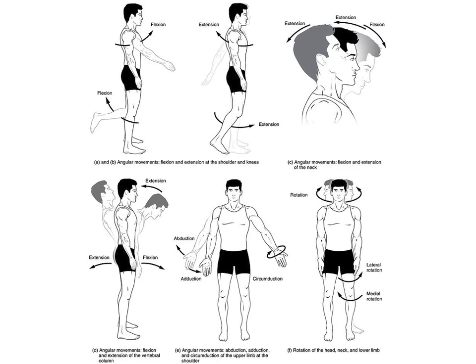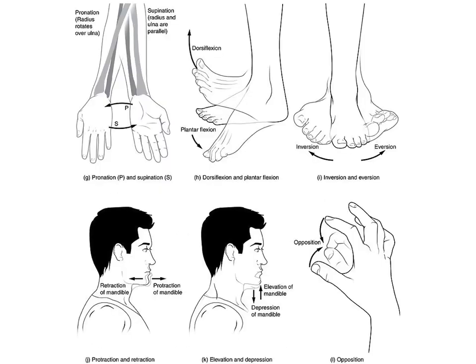In figure F, we see that the legs can rotate in a similar manner. Inward and outward rotation of the legs is called medial and lateral rotation. So specifically to the forearms and hands, a prone position refers to the palms facing downwards. A supine position refers to the arms facing upwards.